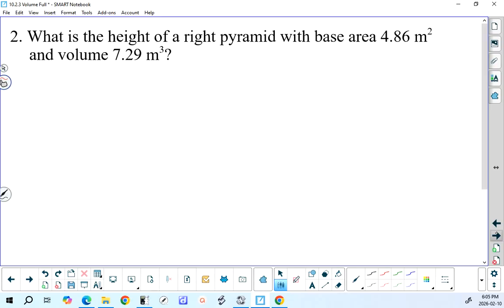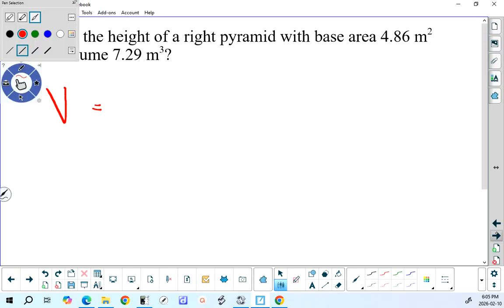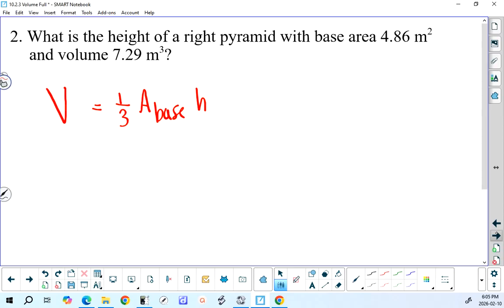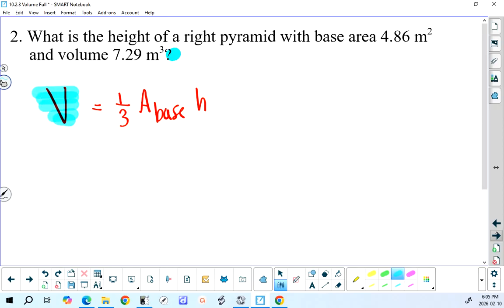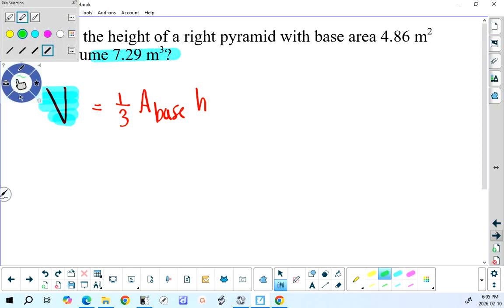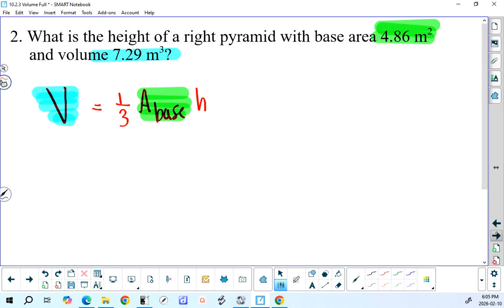Well, a pyramid's formula for volume is volume equals 1/3 the area of the base times the height. So the volume is this number. The area of the base is this number. And it doesn't get much easier than this. Once you put the numbers in, you'll see why. We're going to have 7.29 equals 1/3 times 4.86 times the height.